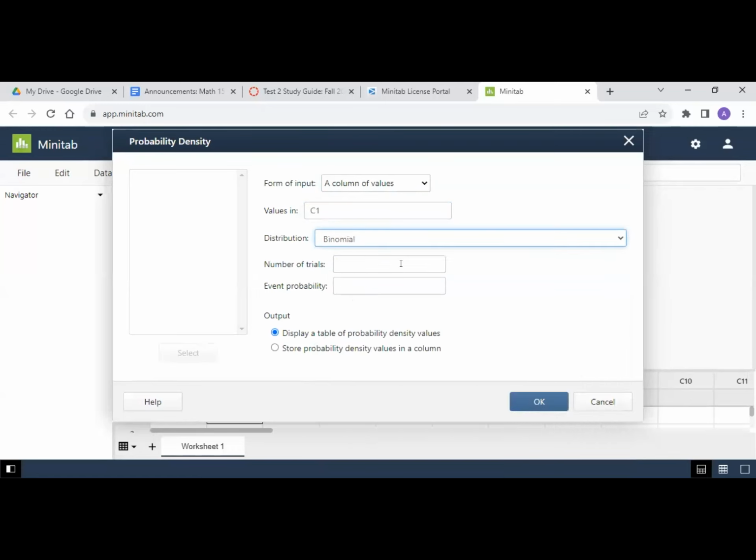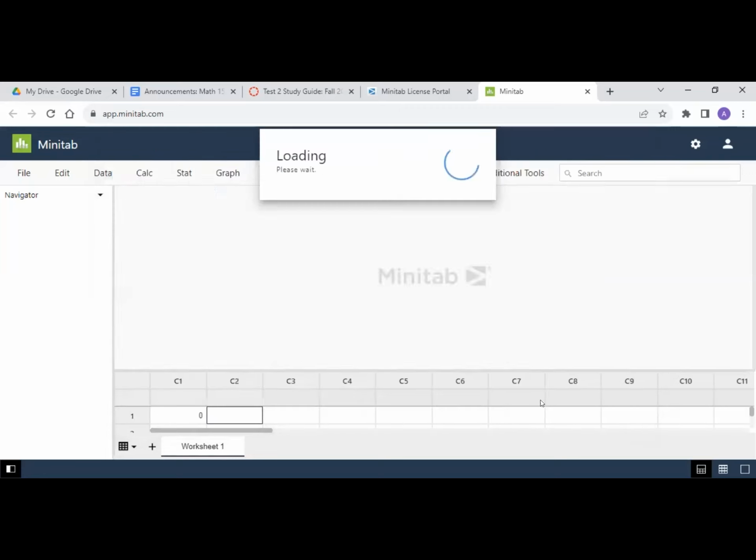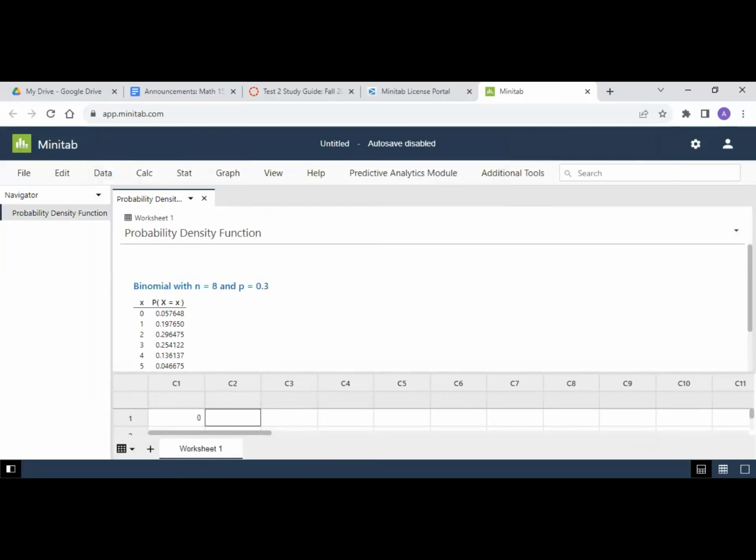Okay, what do you think the number of trials is? 8. What do you think the event probability should be? 0.3. Remember, if you type in 30 here, Minitab will freak out because it has to be between 0 and 1. And then on the output option, you really can choose either one of these, but I like the table because it just looks nicer. I'm going to click OK. And what I get here is a list of all the things that can happen, 0 through 8, and then all the probabilities listed next to them. I promise you, this is so much easier than plugging these values into that formula, because you'd have to do it for all the values 0 through 8, and you would not like yourself after you do that.